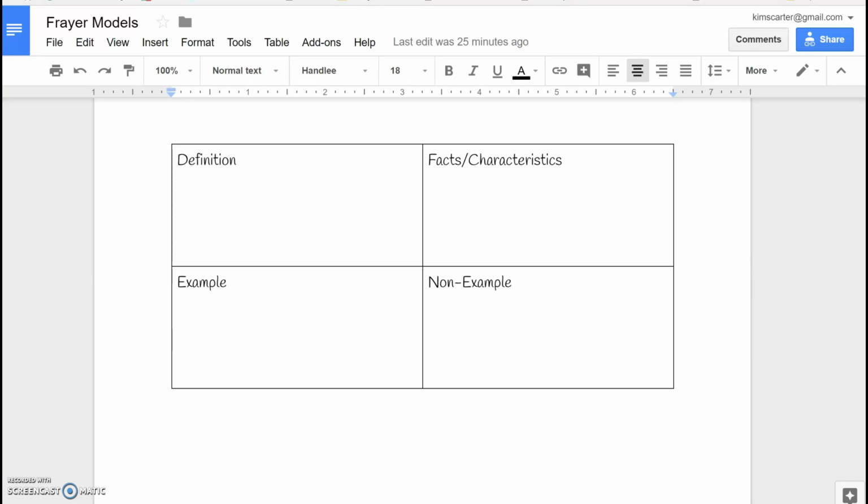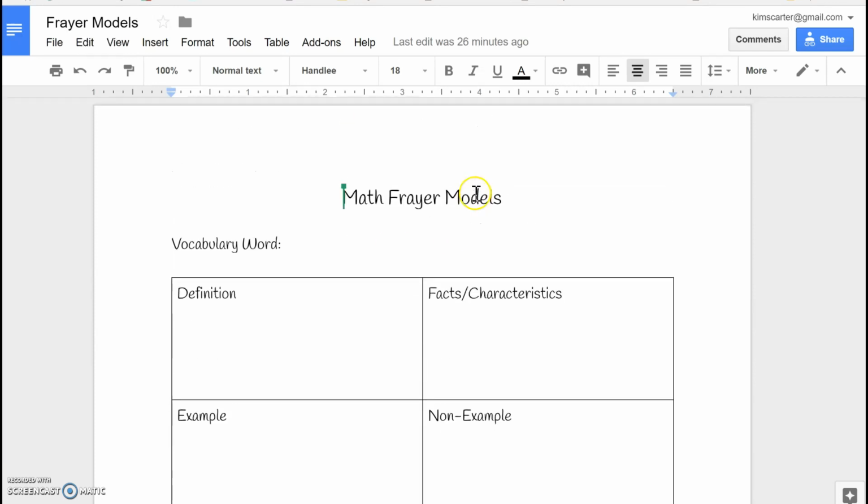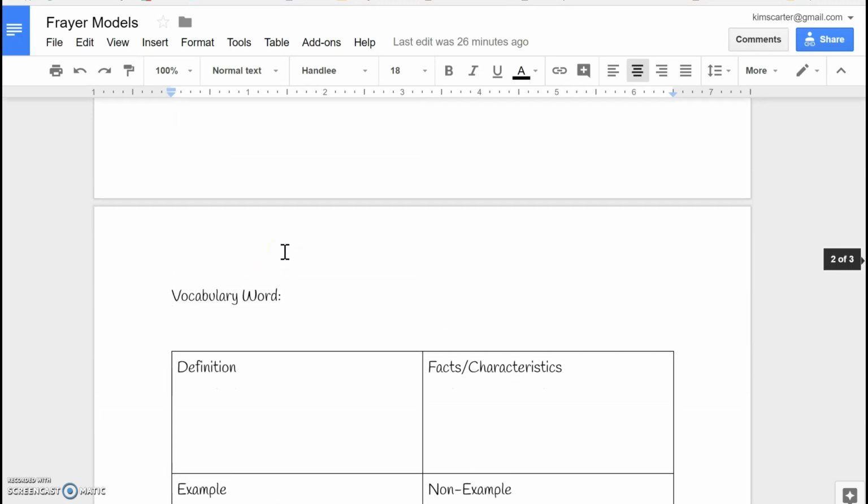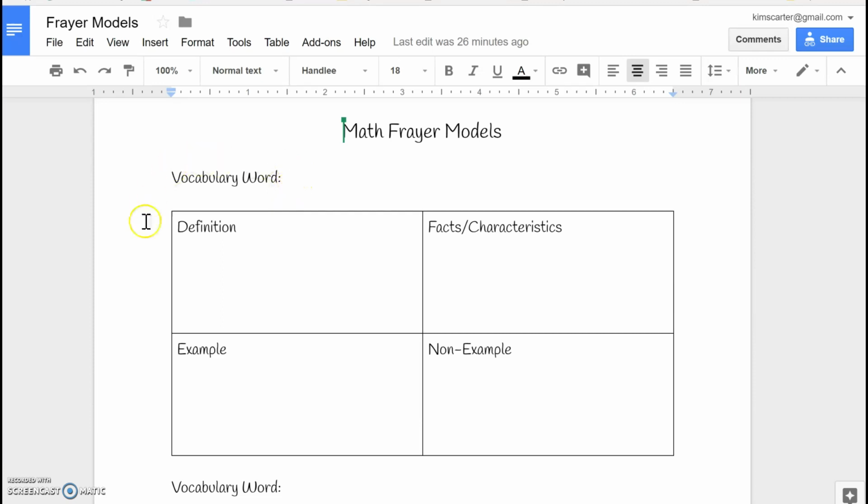And when you make the copy, change the title to be your first and last name, as well as the unit number that you will be completing this time around. There are 5 different templates in the document. For each Frayer model, you are going to include the vocabulary word that you'll be defining. You'll type in your definition. You'll add your facts or characteristics to the model, and then give an example and a non-example.